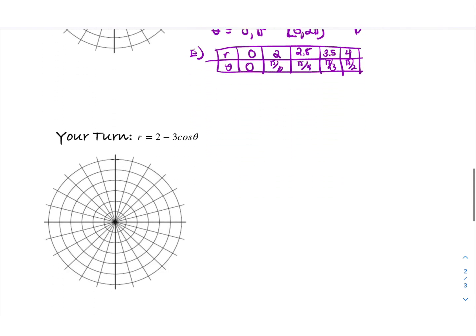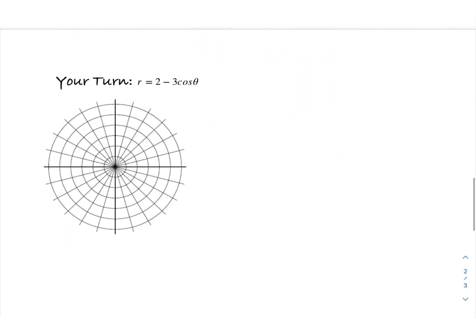Okay, your turn. Try r is equal to 2 minus 3 cosine theta. So I know this is a limaçon, and I need to figure out which of the 4 types it is by doing the ratio of 2 divided by 3, which gives us something less than 1. So this is an inner loop limaçon.